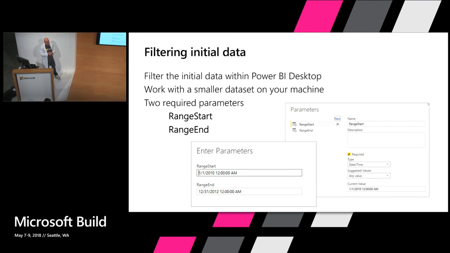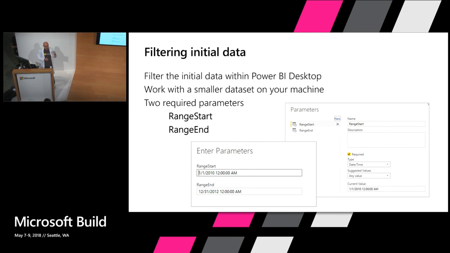All right, so let's talk about filtering the initial data set. So I mentioned before that we're going to work with that smaller data item inside of Power BI Desktop. And the way we do that is we filter the data when we're working with it inside of Power Query. So we're going to have to filter those dates.